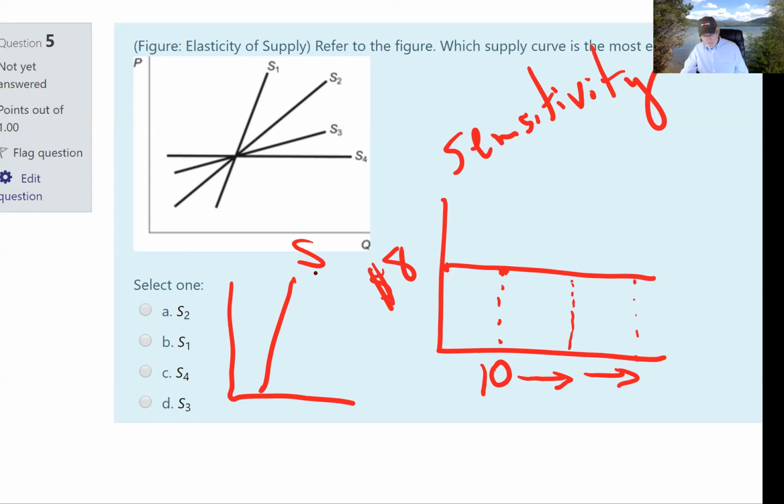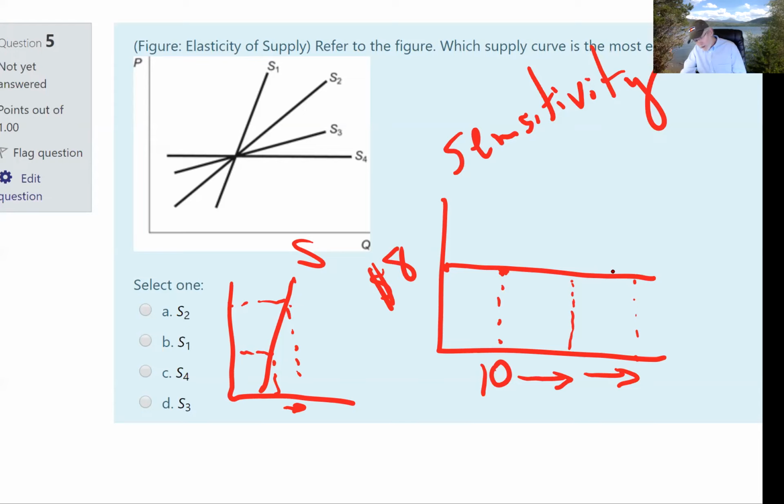The other extreme would be a supply curve that's very steep, very steep. Okay, and that means that even if you get a big increase in the price, you're going to only get a small percentage change in the quantity. Producers are not very sensitive to a price change if the supply curve is steep, and that means supply is very inelastic.